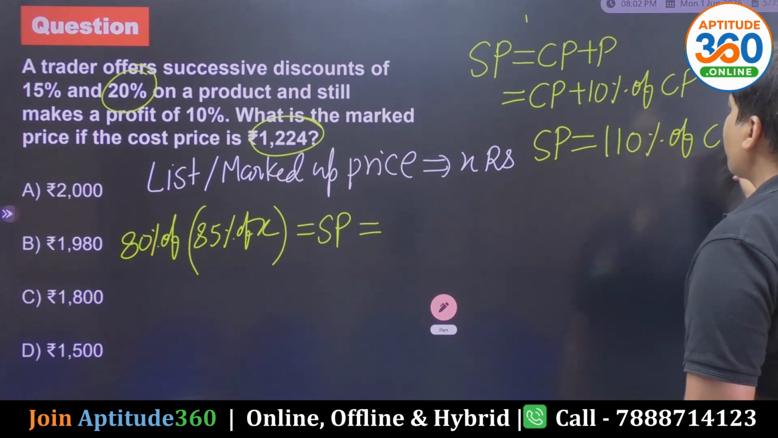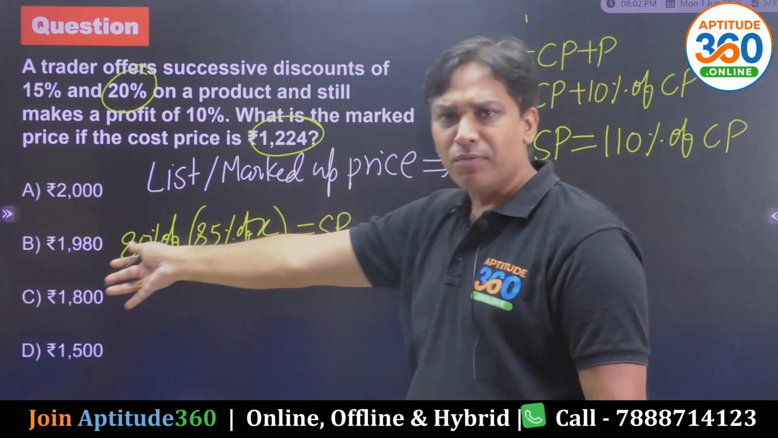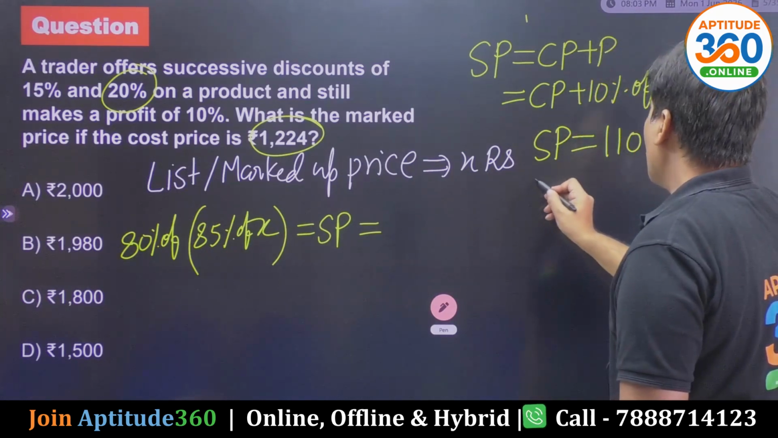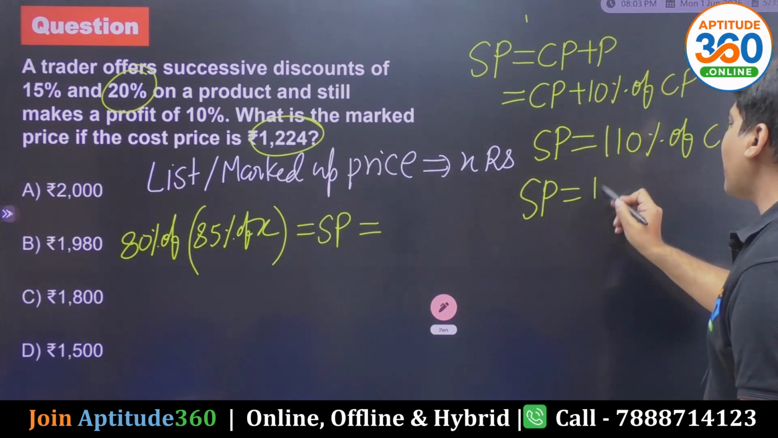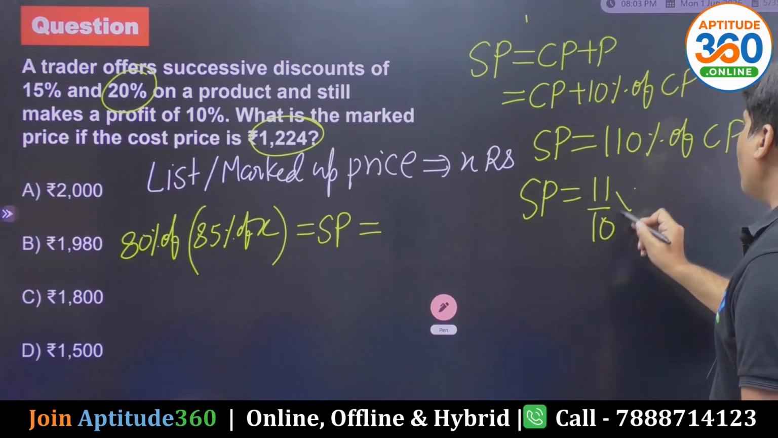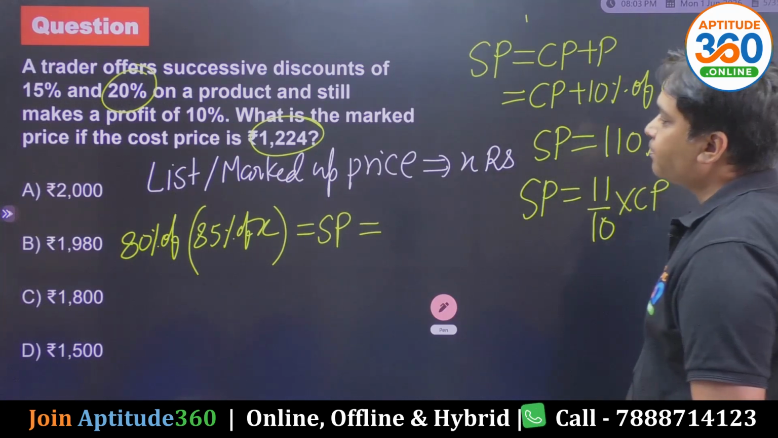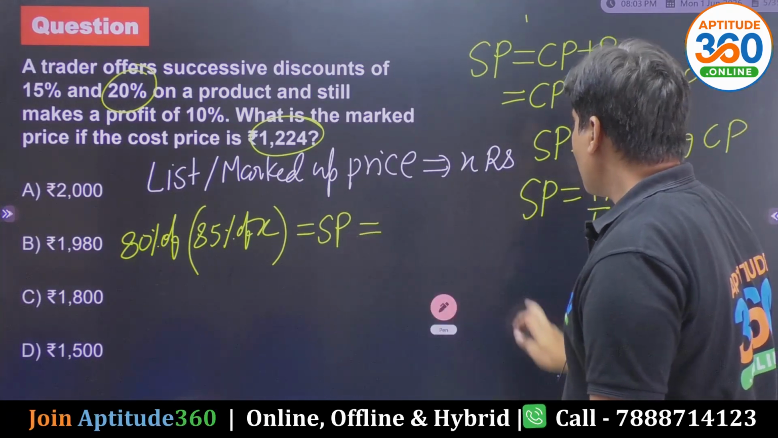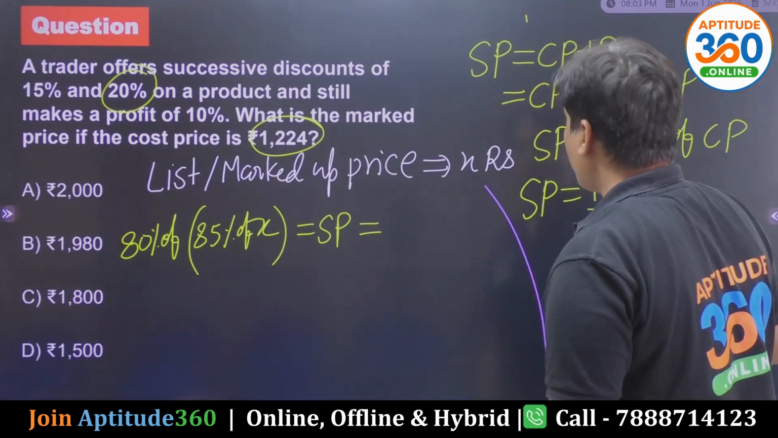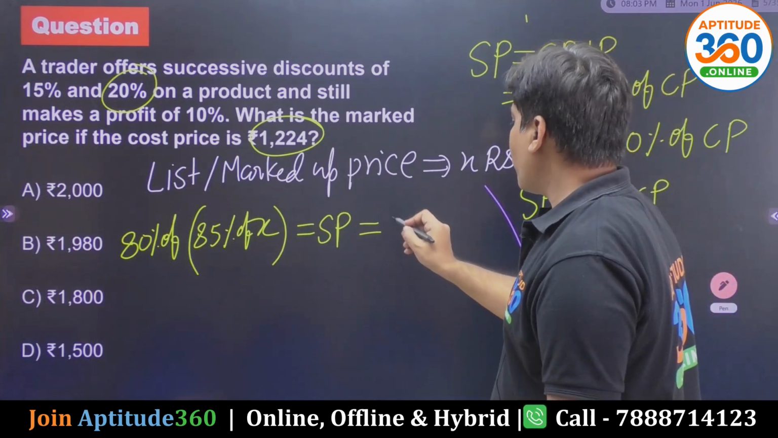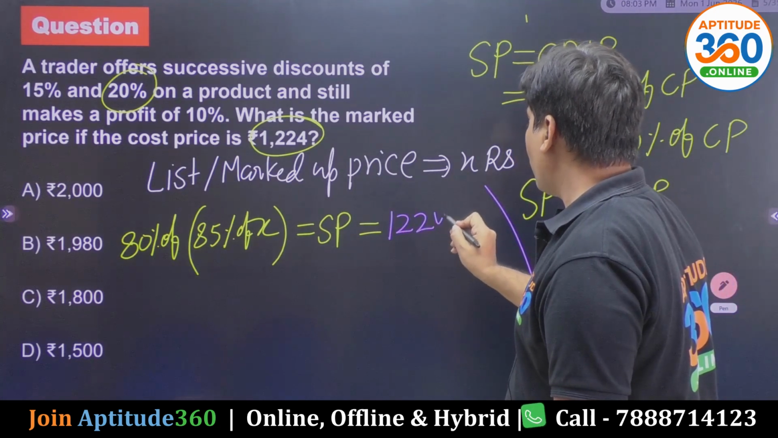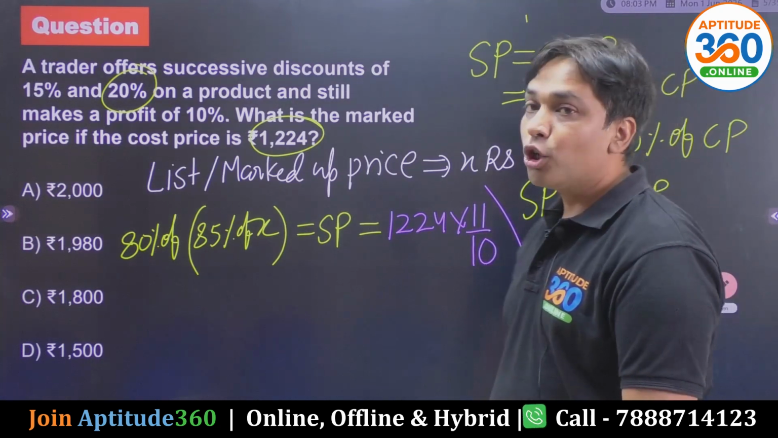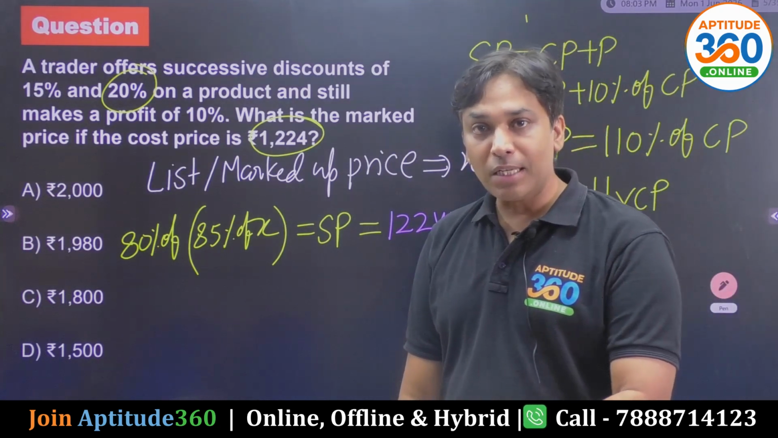If you study with us, probably these things are going to be really very simple for you. As of now, it might look a bit complicated, but it is not. The selling price obviously is 11 by 10 times the cost price. Right? And we know what the cost price is. So over here in this equation, what I am going to do is 1224 into 11 by 10. That is the selling price.